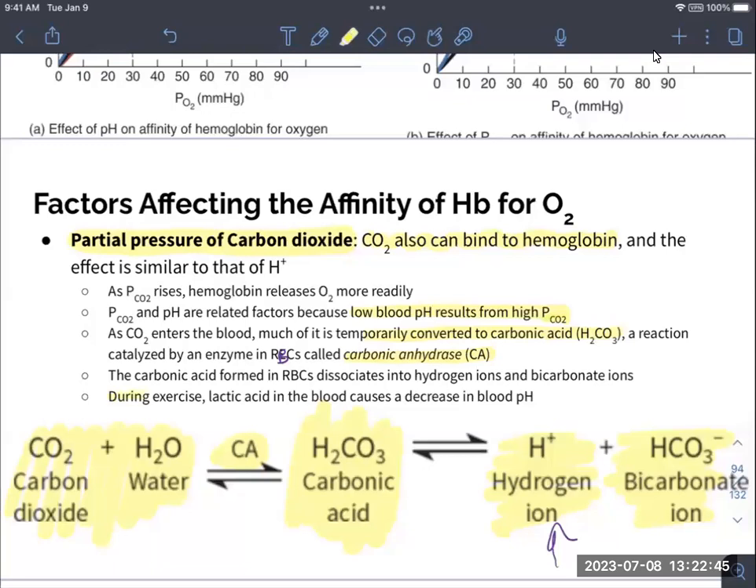When you're exercising, lactic acid in the blood actually causes that blood pH to go down. So it causes it to be more acidic because lactic acid is an acid. So that also decreases that blood pH, which causes oxygen to dissociate from hemoglobin to be more readily available for tissues.